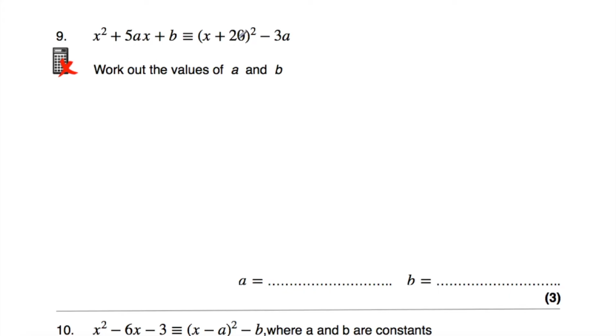So if I take this 20 and I multiply that by 2, that'll give me the coefficient of x here. So 20 multiplied by 2 is equal to 40. So that means that this 5a is equal to 40. And if we divide both sides by 5, we get that a is equal to 8.